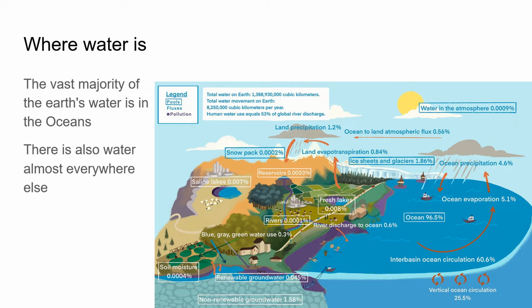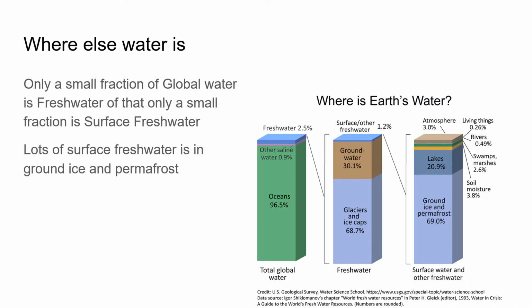You go to a saline lake, there's water. You go to a fresh lake, there's water. Rivers, there's water. Soil, there's water. There's water literally everywhere, which is why what I was talking about earlier, where everything in geology is somehow related to the water cycle. But the vast majority of the water is in the ocean. So the question is, where else besides the ocean is it?